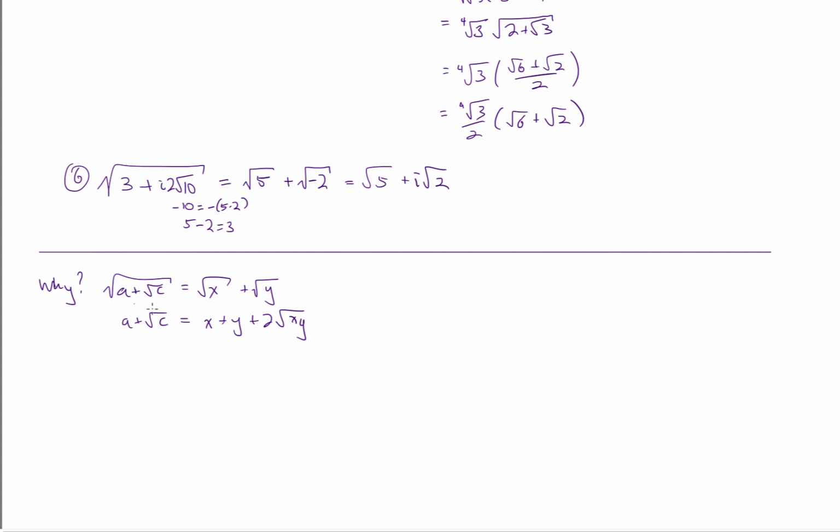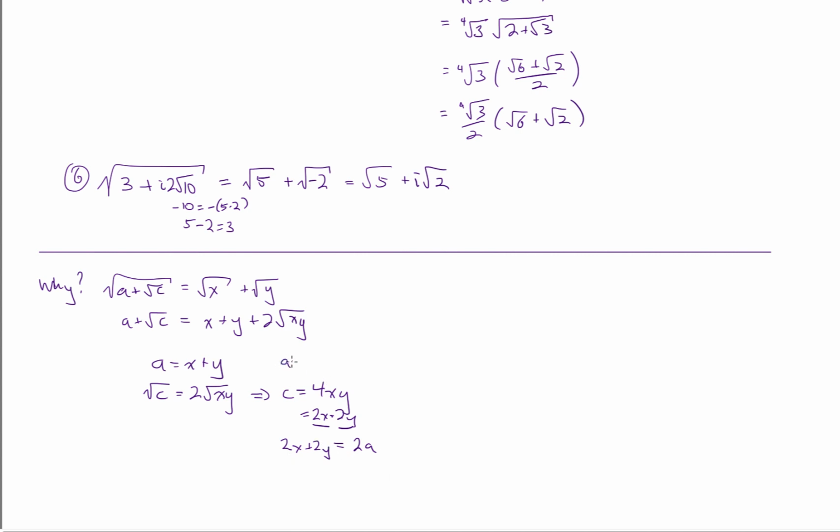Our integer terms are a equals the sum of x and y, and the square root of c equals 2 square root of xy. Another way of writing this second equation is c equals 4xy. And if you write that as 2x times 2y, then in this case you're looking for two numbers, 2x and 2y, that multiply to c, whose sum is going to be twice a, because x plus y equals a. 2x plus 2y has to be 2a.